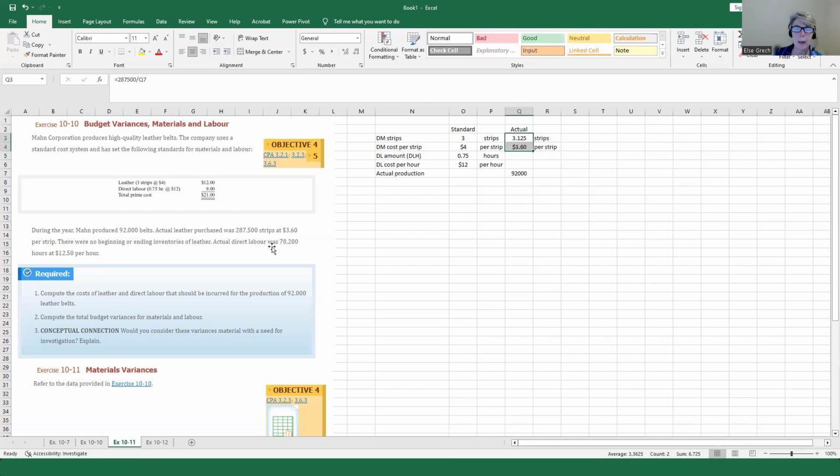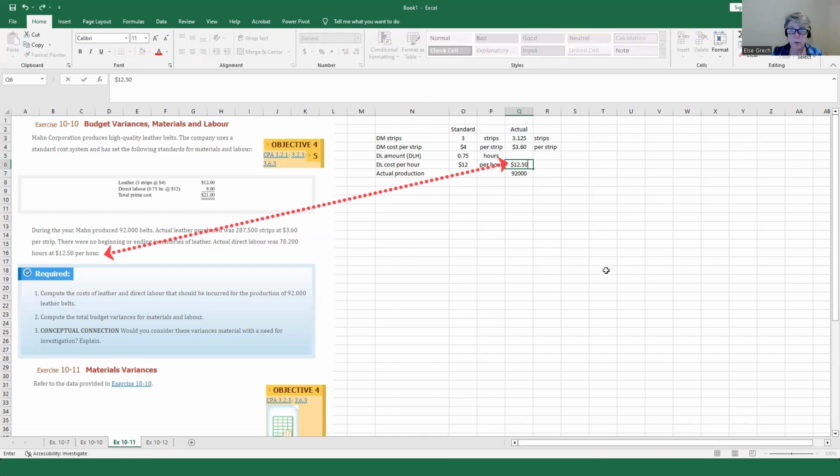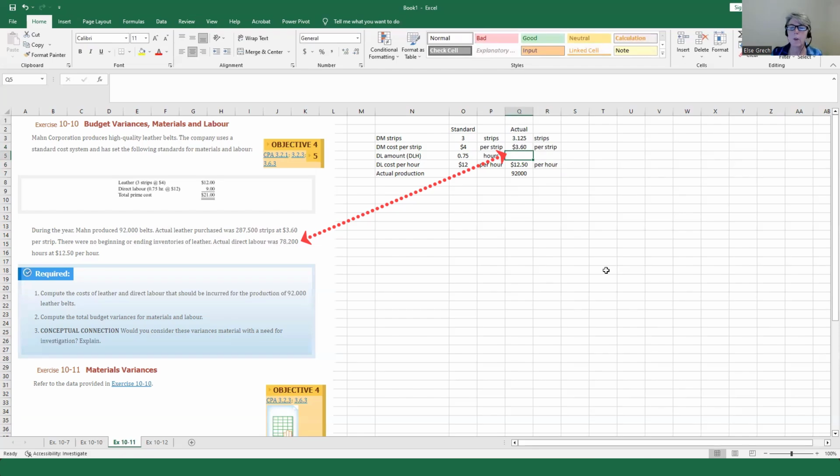I can move on to the direct labor actual information. There were no beginning or ending inventories of leather. This is what we always tell you. Actual direct labor was 78,200 hours at $12.50 per hour. So we know that they spent $12.50 per hour, so it's per hour again. I know the total number of hours, but I don't know how many hours it was per belt. So I take the 78,200, divide it by the 92,000 belts we actually produced, and it was 0.85 hours per belt. So now I've got my standards, my actuals, and my actual production.